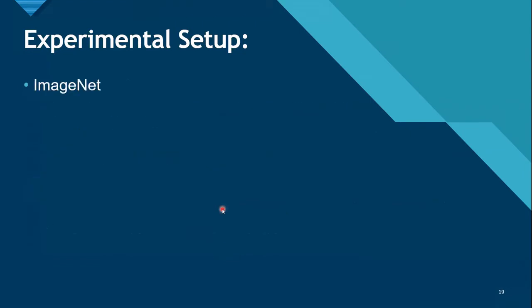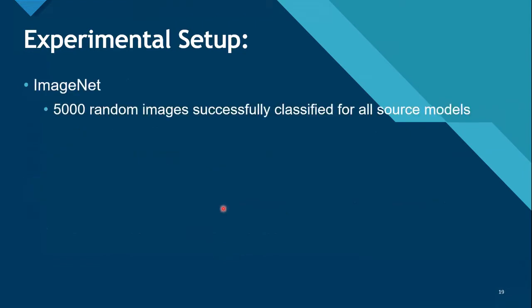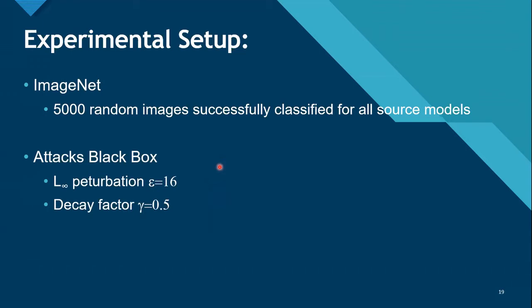For each of the comparisons, they chose 5,000 random images from the ImageNet validation data set that were already correctly classified by all the source models. For that, they performed black box attacks. For all the attacks, they used the L infinity norm with a perturbation of epsilon equal to 16. Unless I specify otherwise with later results, we can assume that epsilon was 16. The decay factor by default was 0.5, unless stated as a different value.